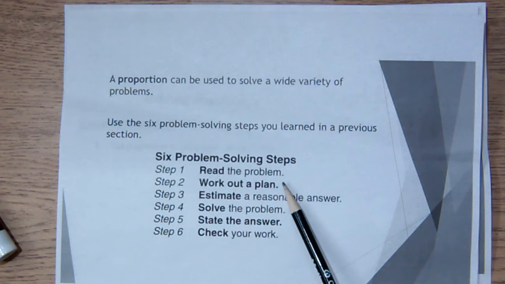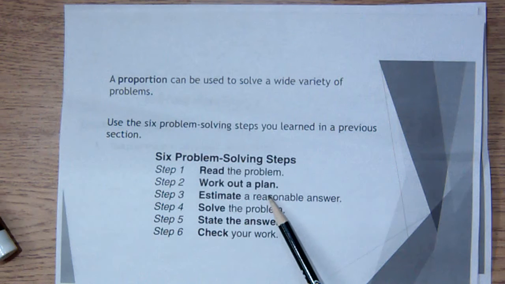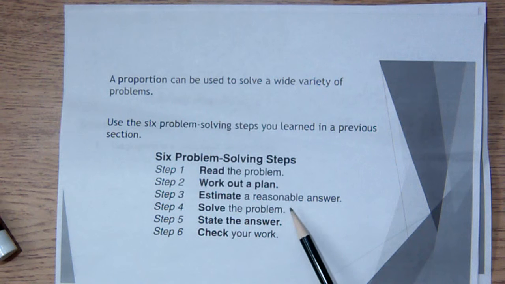We read the problem, probably multiple times. We think about how we're going to solve the problem. We estimate what the answer probably should be. Then we solve the problem, state the answer, make sure we're answering the question that was asked, and use the estimate perhaps to check our answer or check our work.